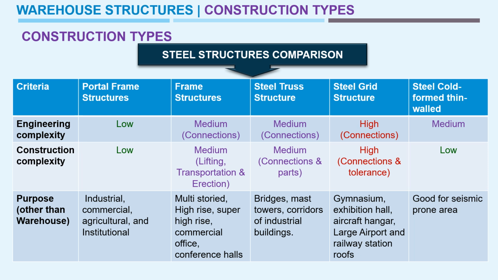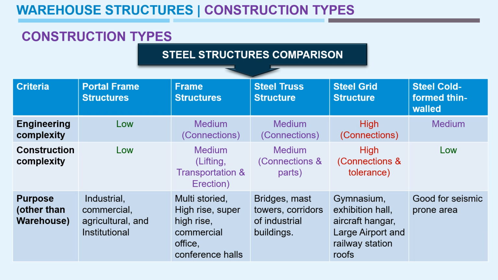And coming to the steel cold form thin walled, here also it is medium, because we need to decide a lot of members based upon the thickness, and the connections between two members are also a little bit of a challenge compared to portal frame or frame structures. So this is also a medium one.